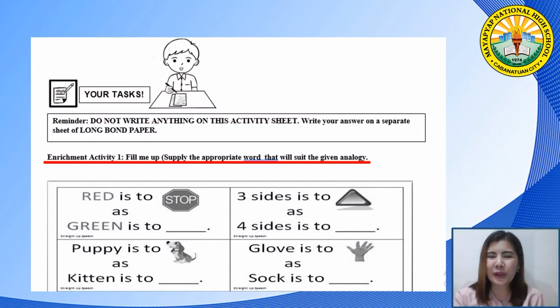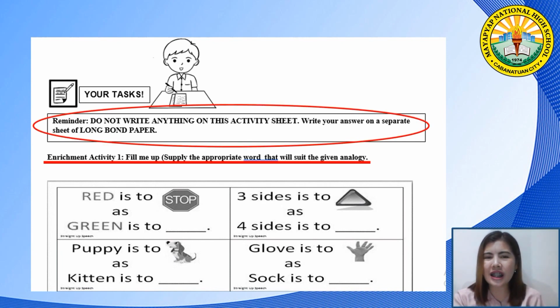At this point, turn to your learning activity sheet in the enrichment part. Reminder, do not write anything on this activity sheet. Write your answers on a separate long bond paper. For your first enrichment activity, you need to fill the analogy with the appropriate word. You need to analyze the words given and supply the word that you think will best complete each analogy. That is 1 point each.